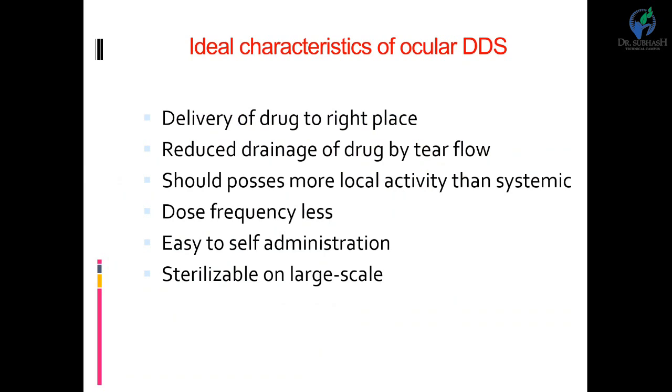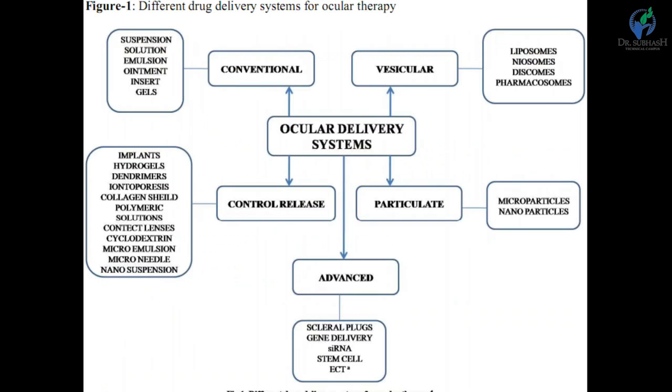Prolonged contact time is also a major problem, so for the corneal tissue we would require a longer contact time. Then non-irritative, meaning irritation problems are not faced in the ocular parts, so it is comfortable. And chemically inert and stable. These are some ideal characteristics for an ocular drug delivery system.